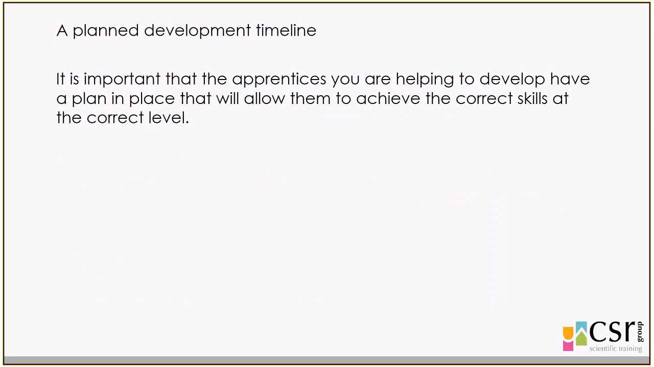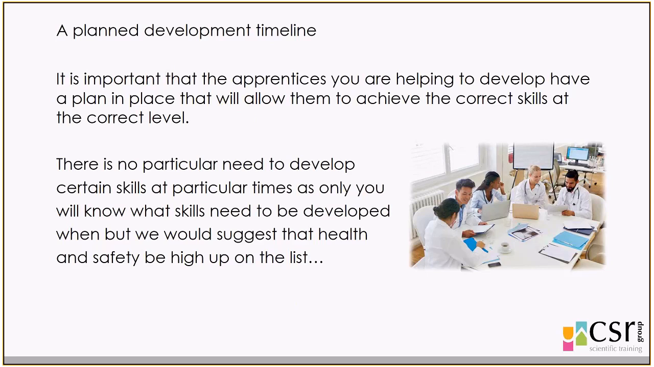So it's really important that we understand exactly what these development interventions would be over the course of the apprenticeship standard. So it's important that as managers or supervisors, you help the apprentice to develop a plan that will help them achieve the correct level of skills at the correct time during their programs. So there's no particular need to develop certain skills at a particular time, either sooner or later, but we would suggest, as I'm sure you would agree, that health and safety elements being fundamental would probably be high on your list in your development plan or program.